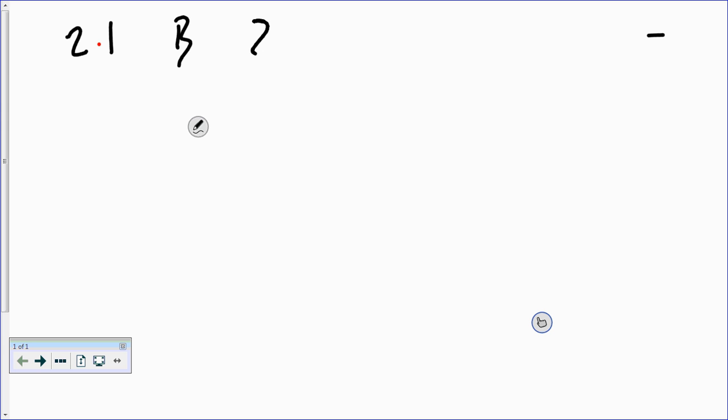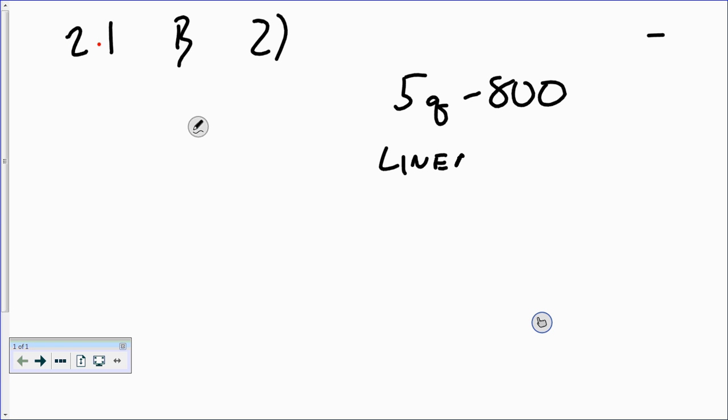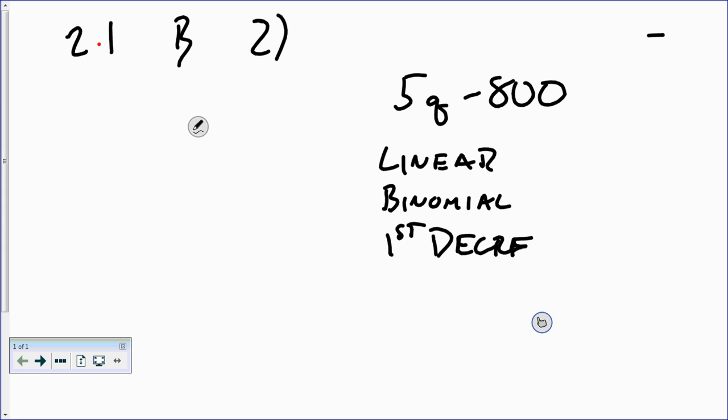Okay. All right, number 2. An equation for the amount of profit a company makes is 5Q minus 800. This is linear, because again, we only have multiplication, addition, subtraction, so it's linear. It is a binomial, and it's a first degree. Don't be fooled. This is not a 0 degree. Again, this is a first degree. There's a little 1 right there that we don't write.